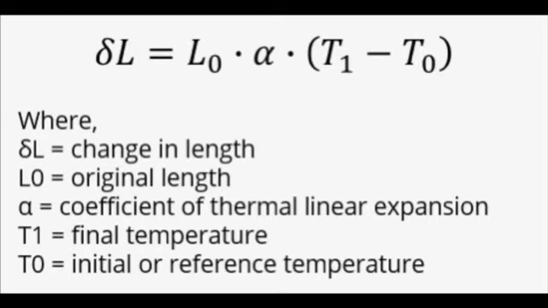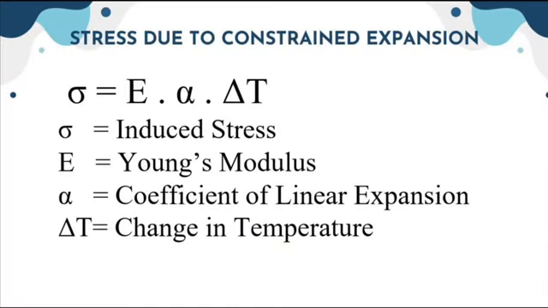One of the problems that will arise is thermal expansion, where there is a change in size of material due to temperature change, which can be calculated using the formula: change in length equals the coefficient of linear expansion times the initial length times the change in temperature. This will help estimate how much the kettle's components will expand or contract due to temperature variation. The next problem is stress due to constrained expansion.